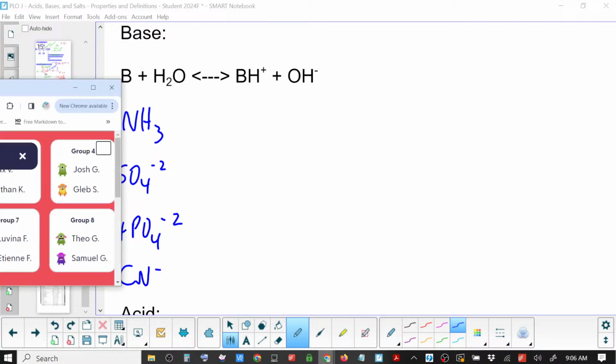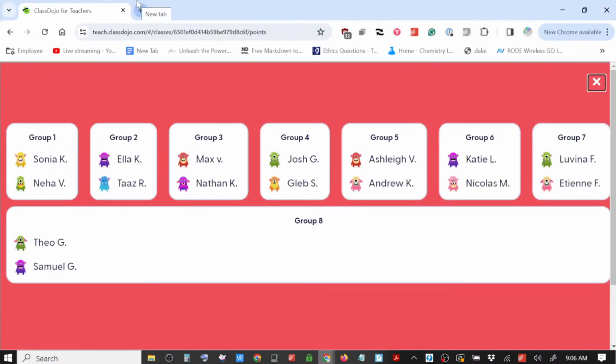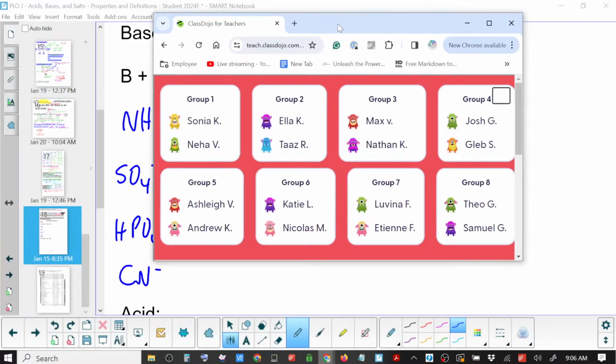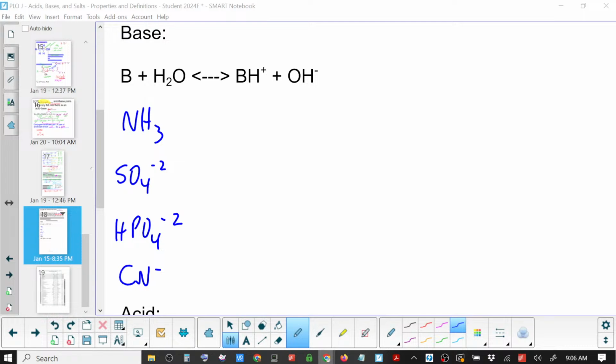Grab your partner, do those 4 reactions on the board. Go to the board and erase the old ones. Everybody got partners? There you go. We'll do 3 acid ones after you do these 4 base ones. But just follow along with the first one as a guide. Change the charges as necessary.